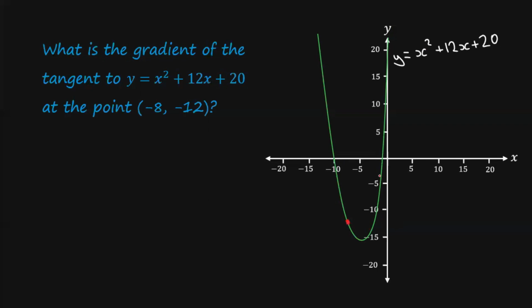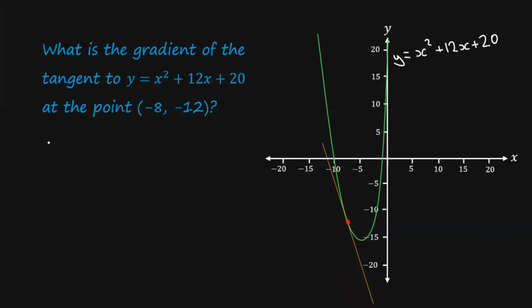And let's try and visualize the tangent now. I'll just pull that across, and it looks something like that. That's a little bit inaccurate, but you can see what I'm getting at there. So we're trying to find the gradient of this tangent.